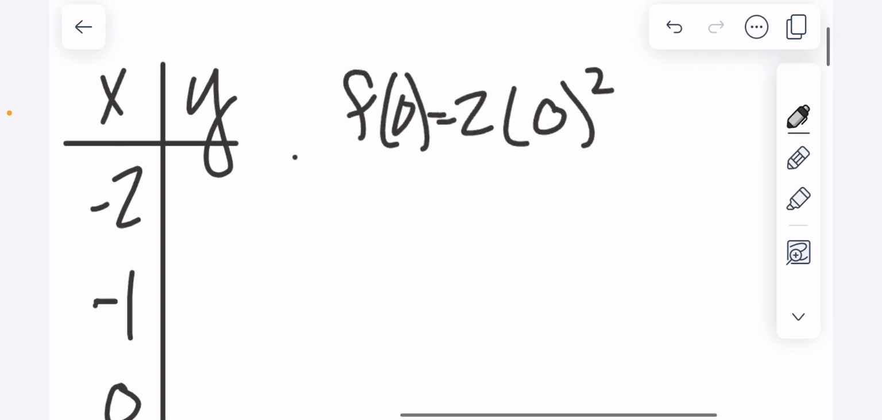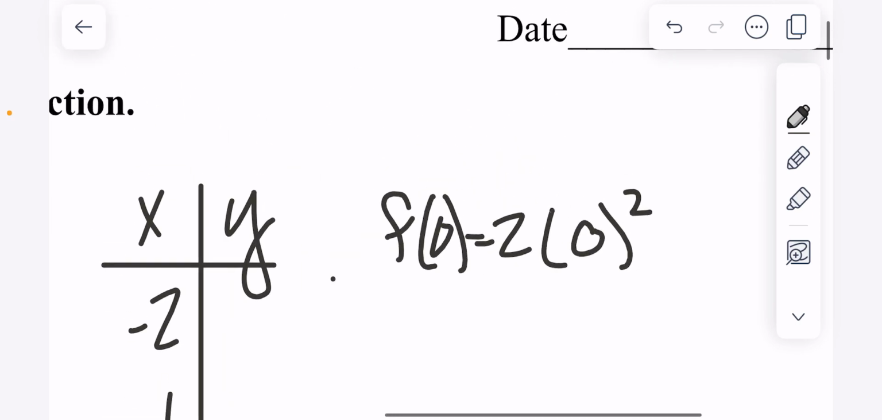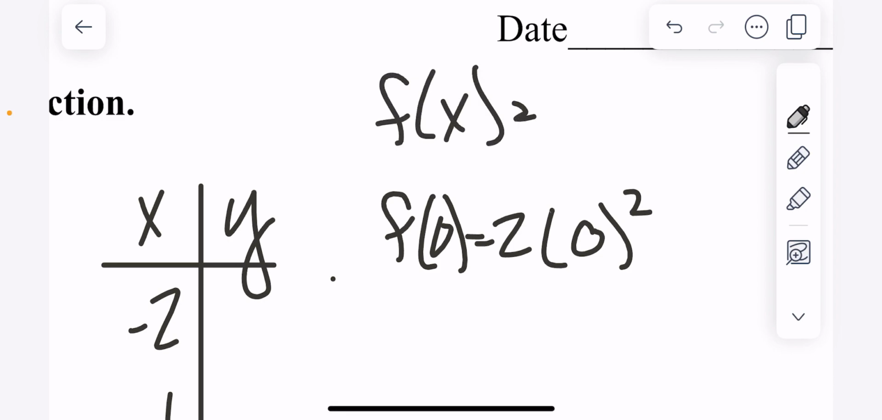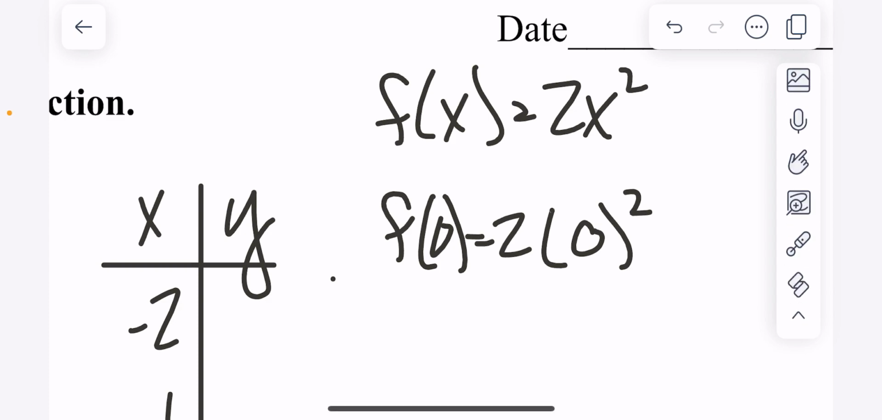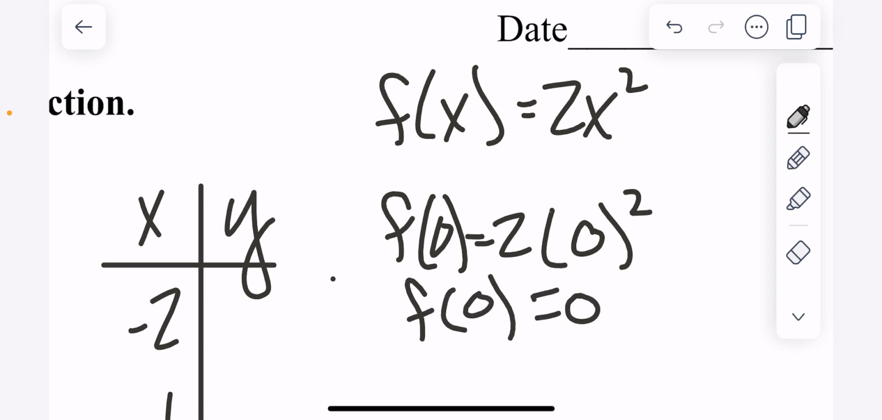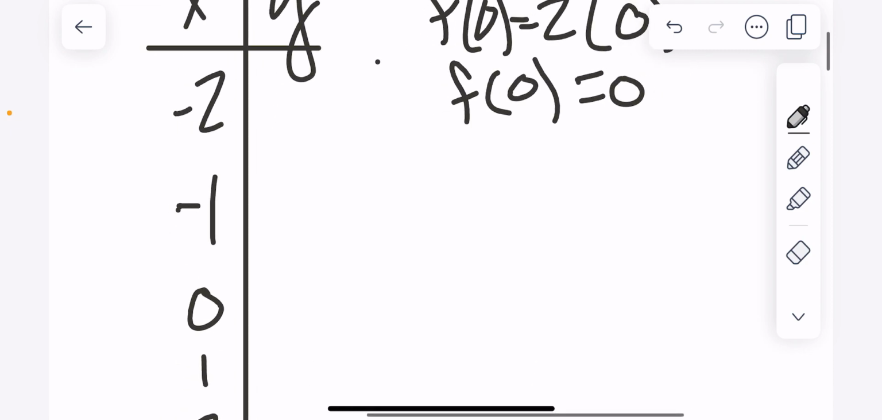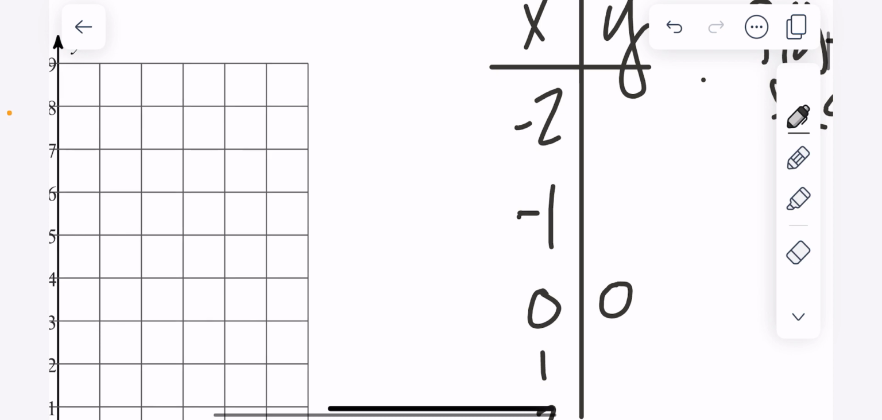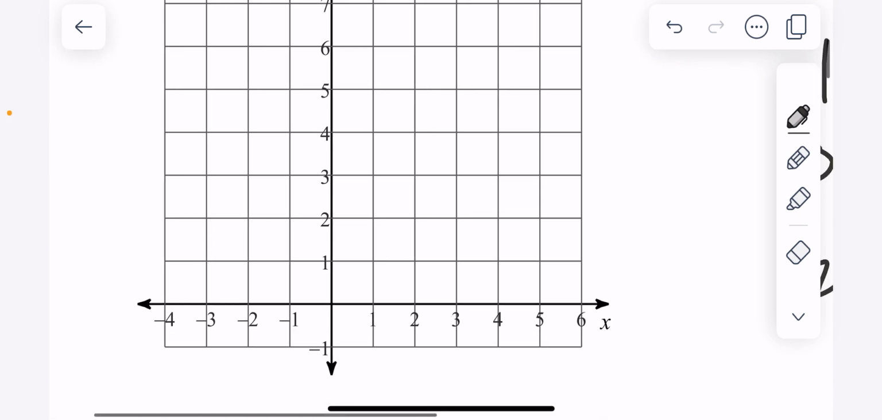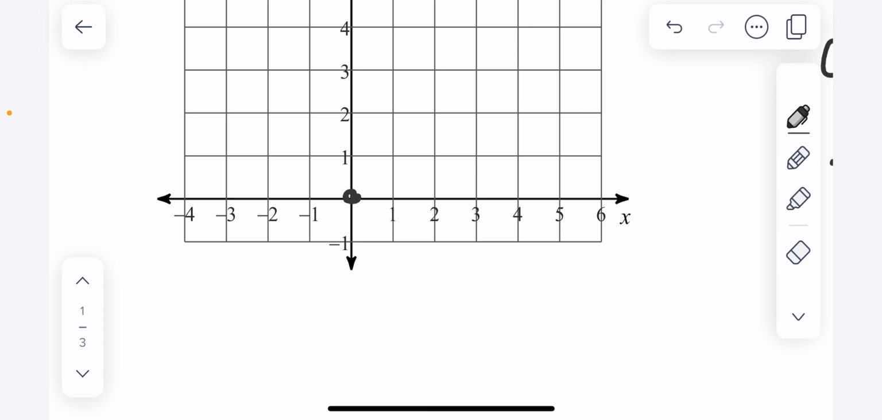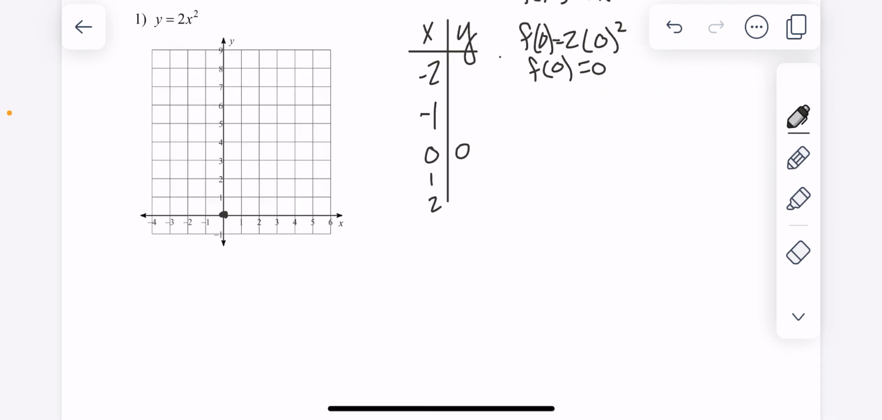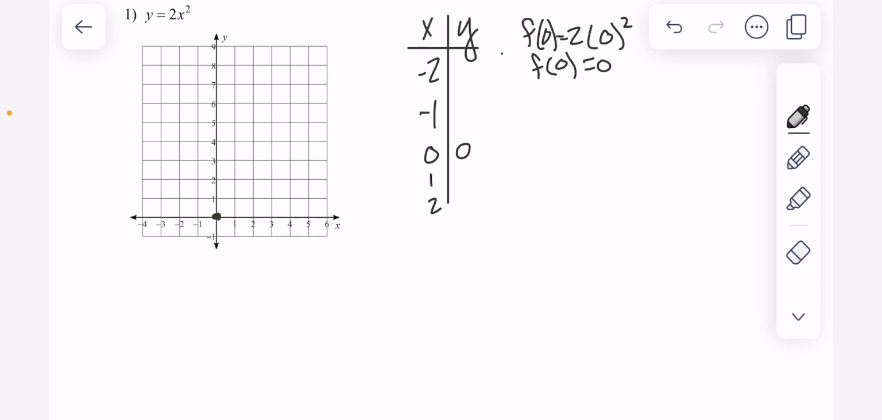If I plug in 0 for x, f of 0, this is the f of x format, 2x squared. f of 0 is the same thing as saying y. It's just another way to write it, but it's helpful to see it both ways. So if I plug in 0, I get out 0. So I get this point 0, 0, and then we can plot that there. Okay. So 0, 0 in this case is my zero of the graph.